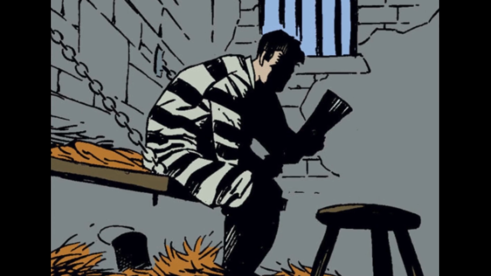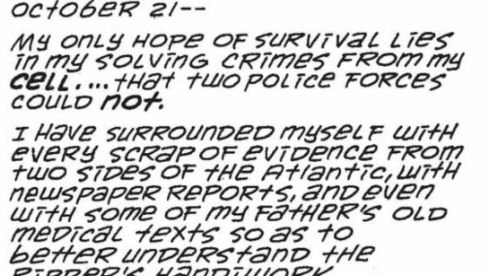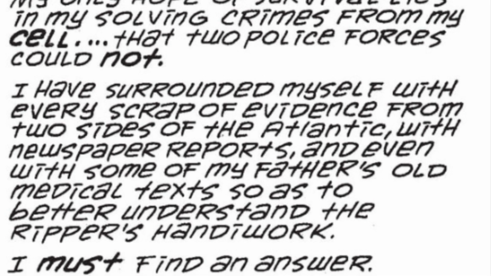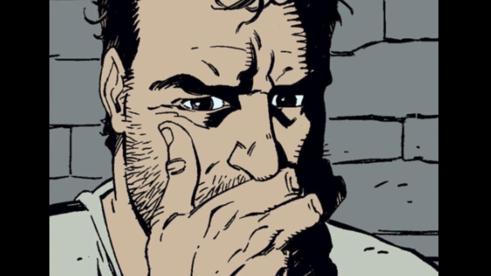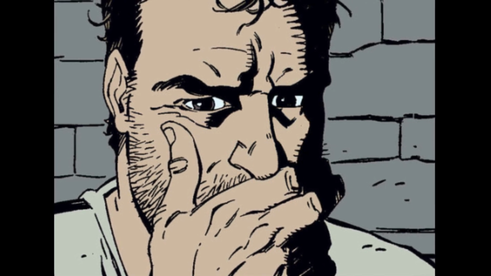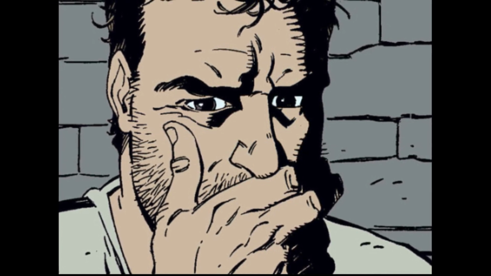But in the meantime, we're seeing Bruce in his cell. And just like the court case, we see the inner monologue of Bruce as the days go by. And time is of the essence because they're going to hang him soon. And he's combing over this file because he must find an answer or a clue to the true identity of Jack the Ripper. That's the only way he's going to escape the gallows.